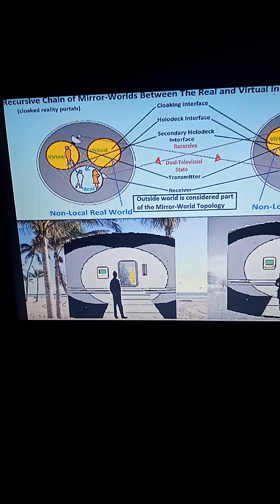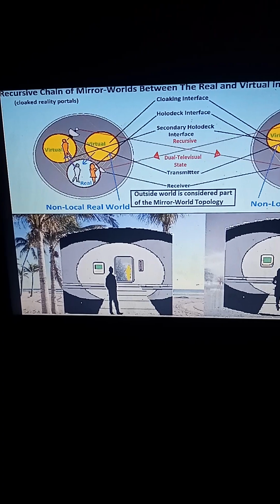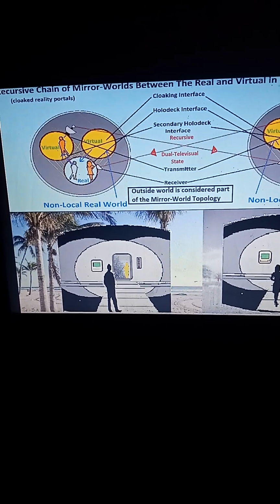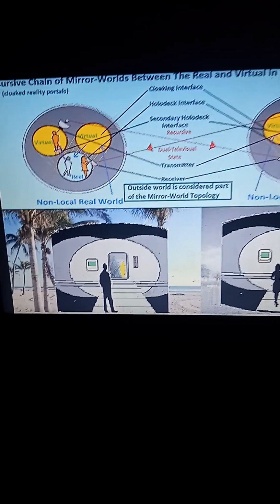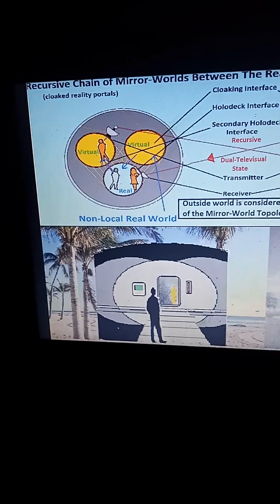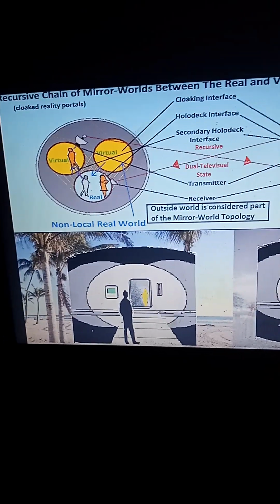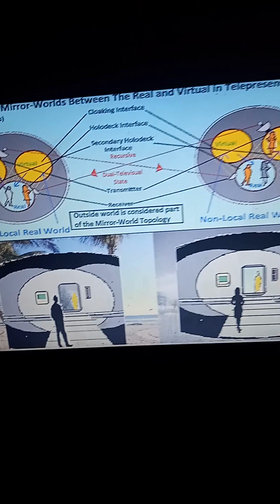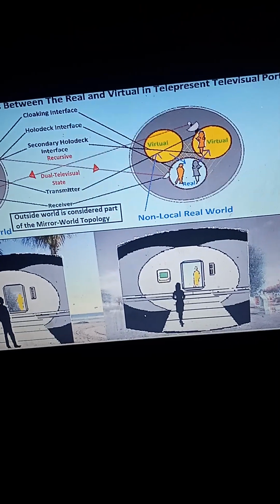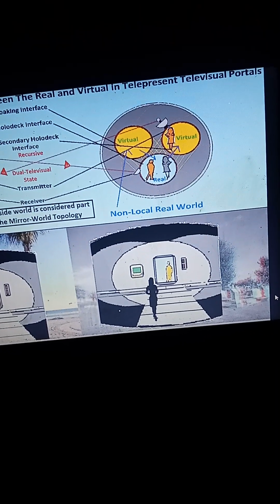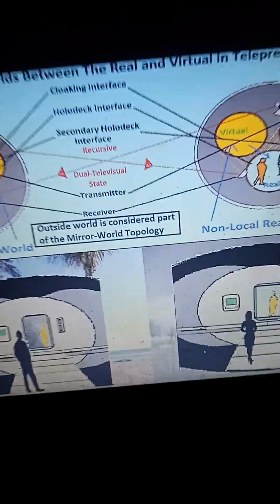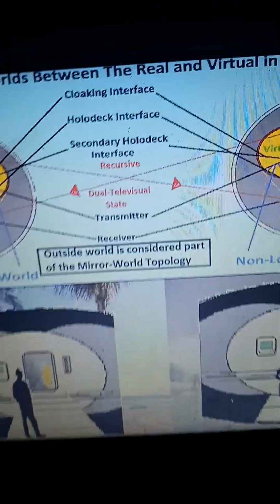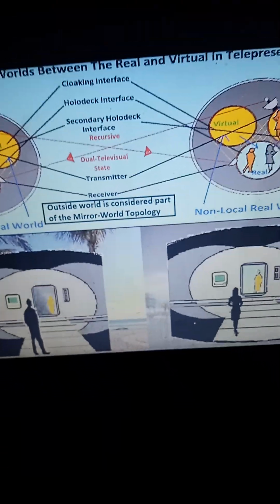I call this video simply Televisual Mirror-World Topology, but the subtitle could be Recursive Chain of Mirror Worlds Between the Real and Virtual in Telepresent Televisual Portals. Here's the chain of the mirror world topology.